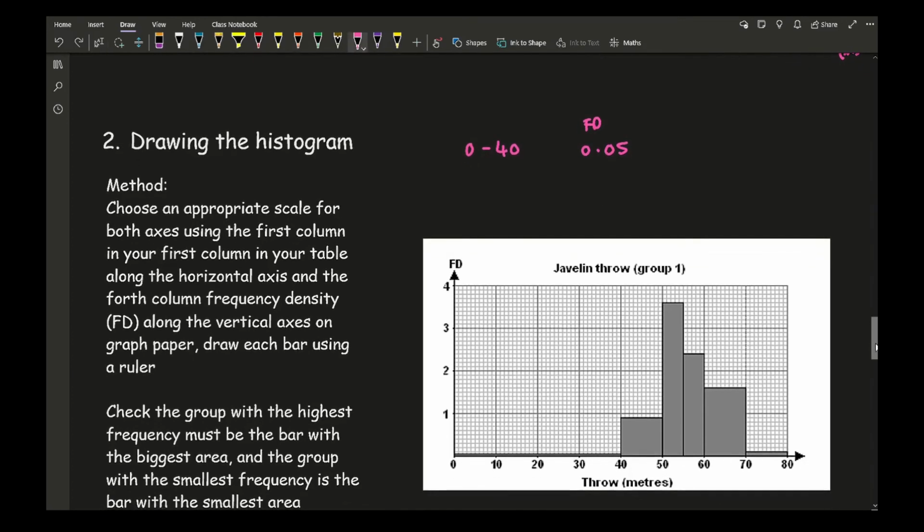The next thing we then need to do, and again, it's always worth marking your groups out and then going upwards. Now again, I strongly recommend doing that first before drawing the bars and then going up there. And it's definitely worth checking.